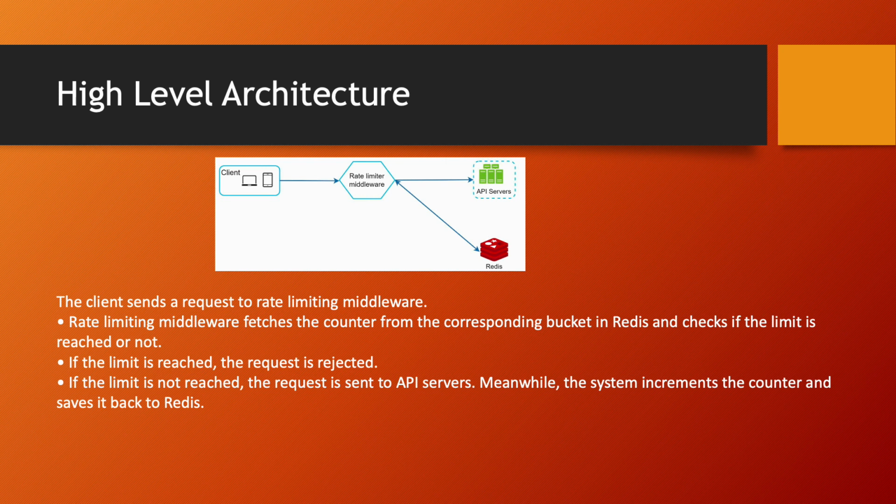So as you can see in the figure, you have a client, you have a rate limiting middleware, and it contacts Redis, and if the response is positive, it contacts the API servers. The flow can be described as follows. The client sends a request to the rate limiting middleware. The rate limiting middleware fetches the counter from the corresponding bucket in Redis and checks if the limit is reached or not. If the limit is reached, the request is rejected. If the limit is not reached, the request is sent to API servers. Meanwhile, the system increments the counter and saves it back to Redis.